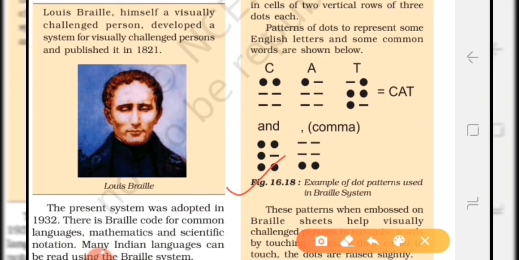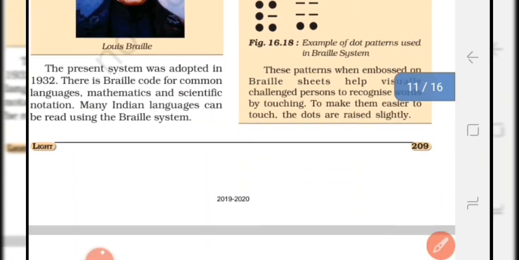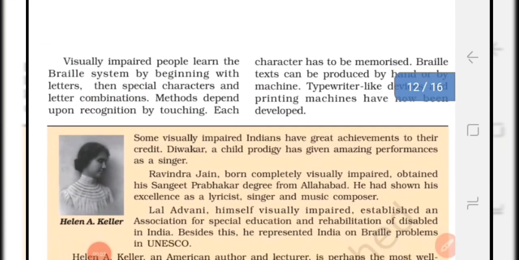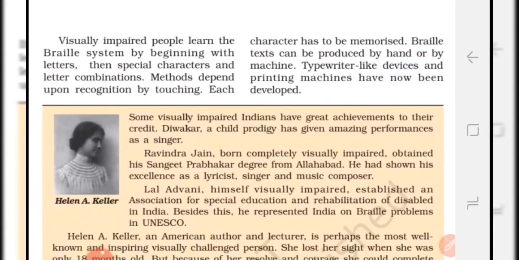Okay, students, Braille can be produced by hand or by using machines like typewriters or computers. Plain English text can be converted to Braille by using special computer software. Special keyboards based on Braille are available for the blind now.